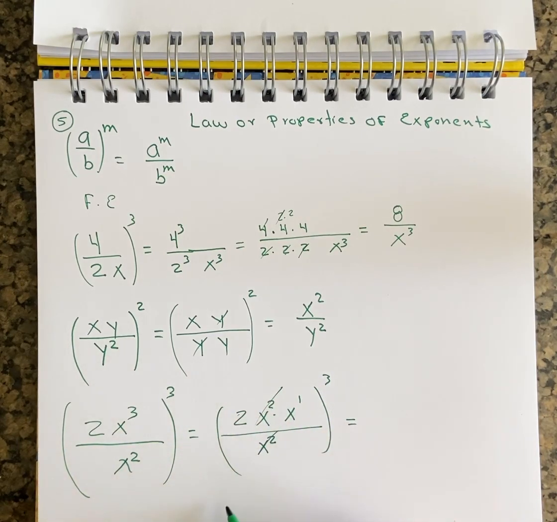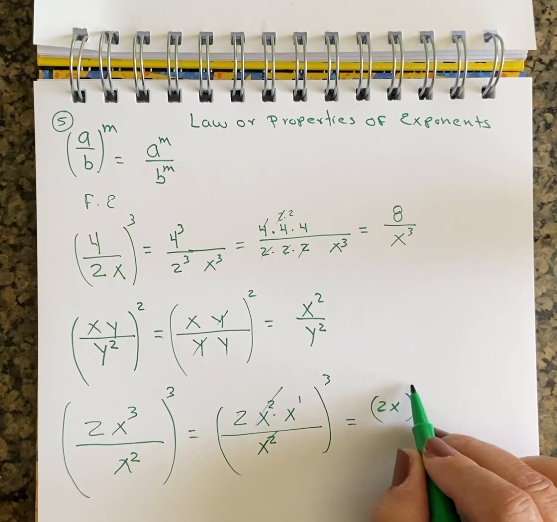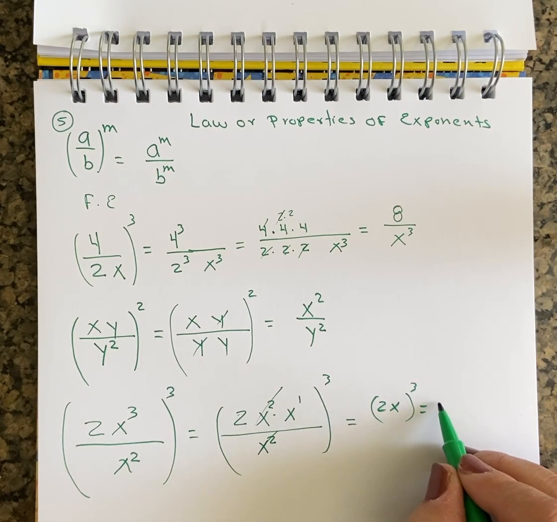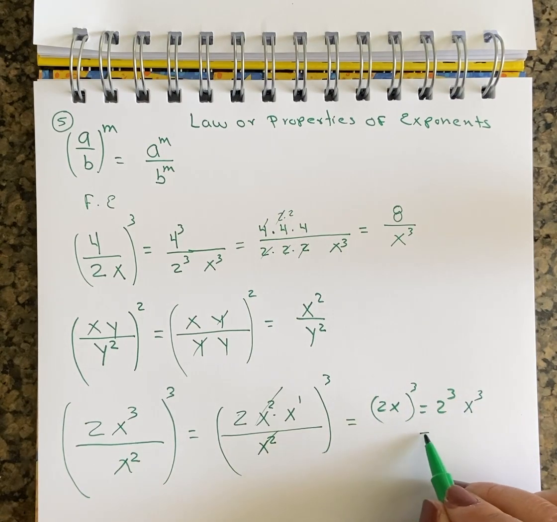So this with this will be gone. And you're going to end up with (2x to the first) to the third power. And this is 2 to the third, and then x to the third, which 2 to the third is 8. 2 times 2 times 2 is going to be 8. And then x to the third power. And you're done. And I'll see you in the next one.